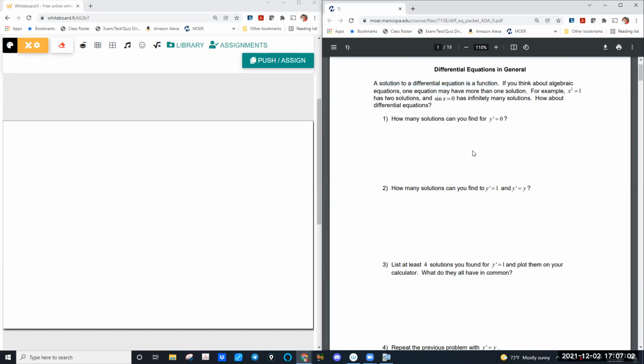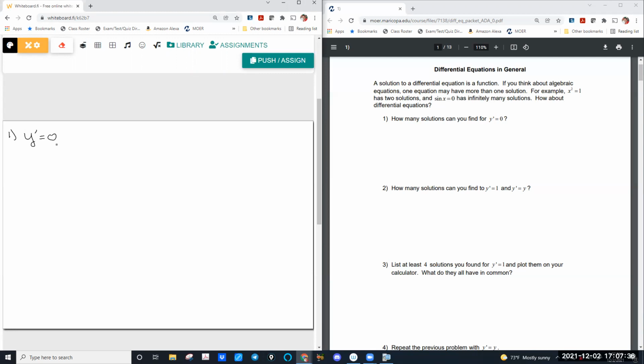Okay, so let's talk about what that means. So first off, like I said, some of these questions I'll throw to you. If it's newer stuff, I'll do it on my own. But what about number 1 here? How many solutions can you find for y prime equals 0? And now, before you answer, that would be a differential equation. Let's think about what that means. Y prime equals 0. Well, how many functions can you think of that have a derivative of 0?